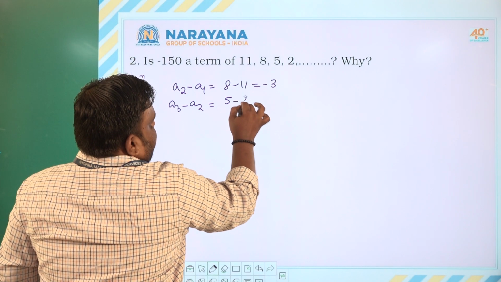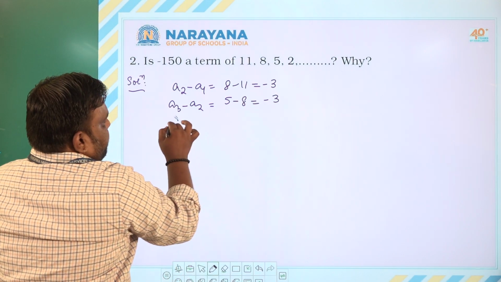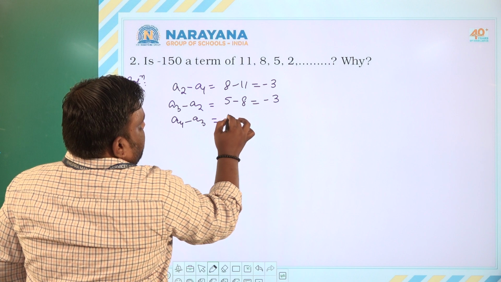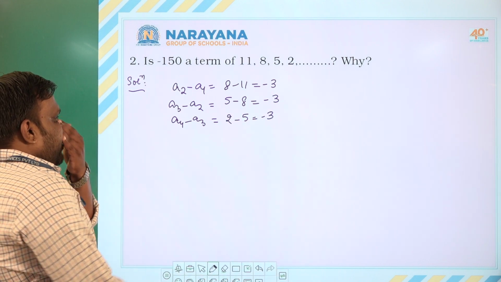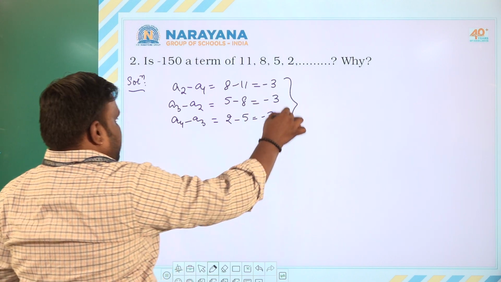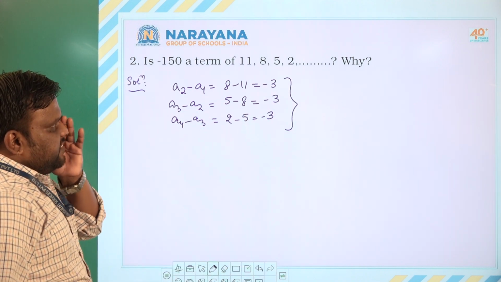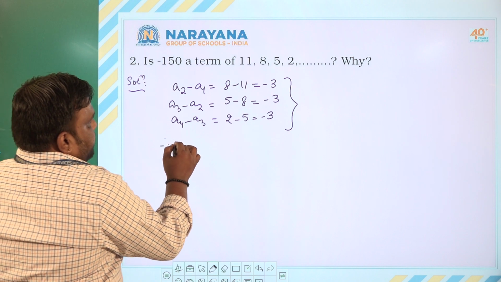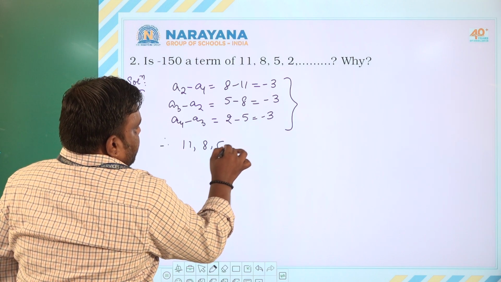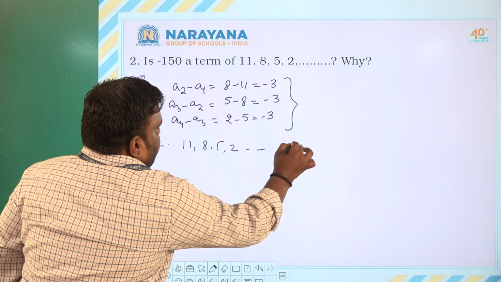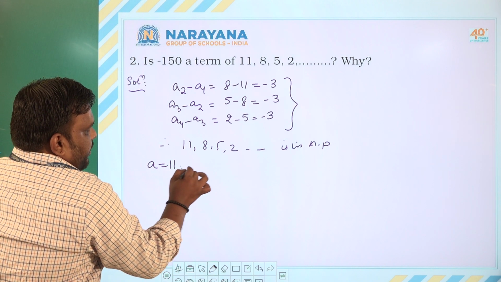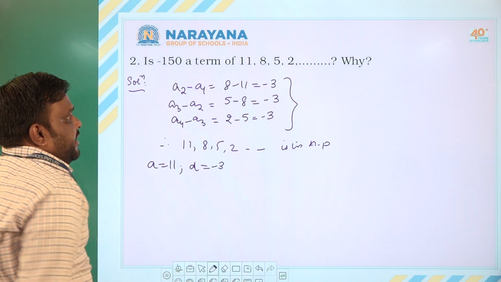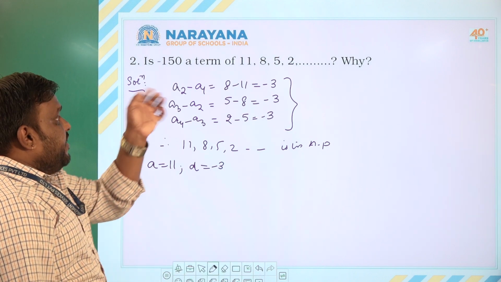Similarly, a3 minus a2 is equal to 5 minus 8, that is minus 3. Similarly, a4 minus a3 is equal to 2 minus 5, that is also minus 3. Since the common difference is the same, the given series 11, 8, 5, 2 and so on is in AP. Now we have a as 11 and d as minus 3. Now is minus 150 a term of this?